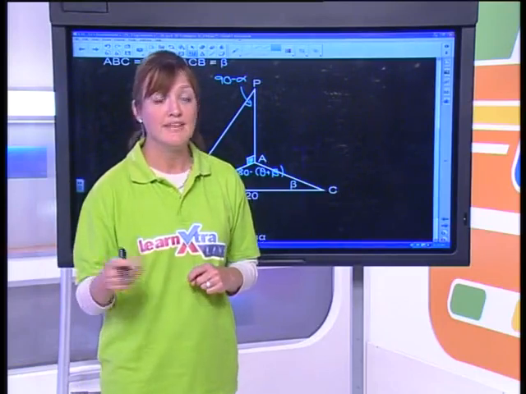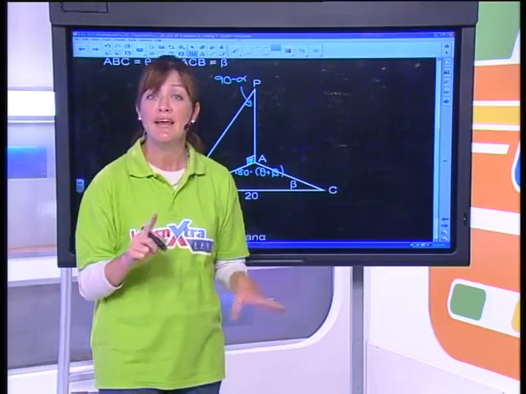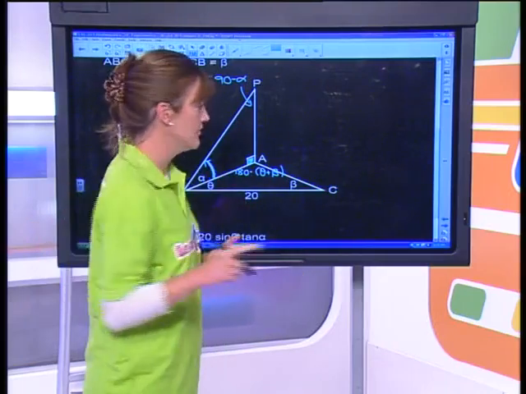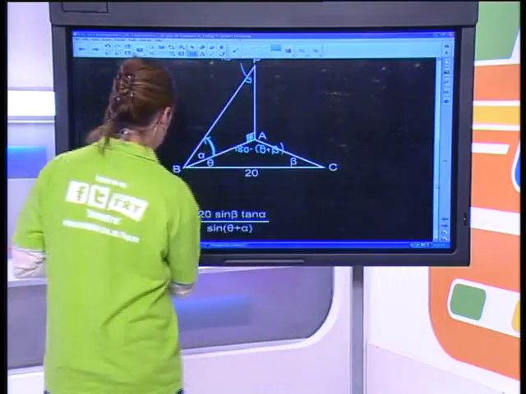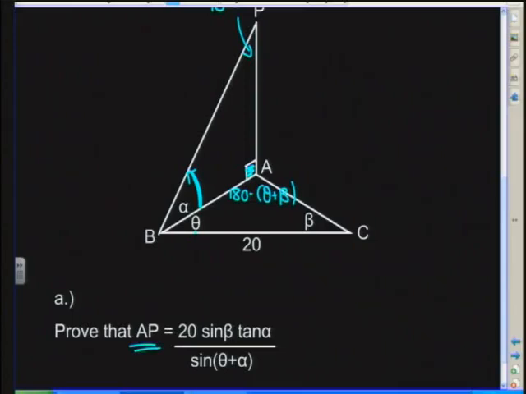All right, now that we've done that, the next thing you need to look for is, do you have a pair? If we have a pair, we know we can apply the sine rule. If you don't have a pair, you know you're applying your cos rule. Okay, let's see. They're asking us to prove that AP, so where's AP?